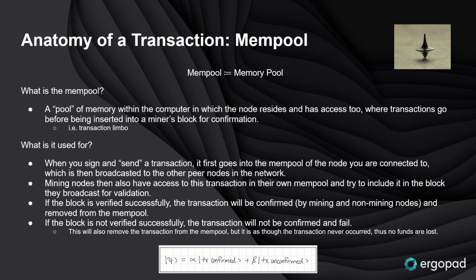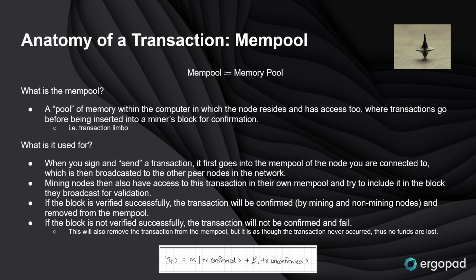This is a brief high-level recap of what happens when you sign and send a transaction. When you sign and send, it first goes into the mempool of a node that you're connected to, that you're using to access the blockchain, and then this gets broadcasted to other peer nodes in the network. So everybody gets a copy. Mining nodes, since they're also nodes connected to the network, will get access to these transactions in their own mempool on their computer, and they'll try to include these into a block, which they broadcast to get validated by other nodes.